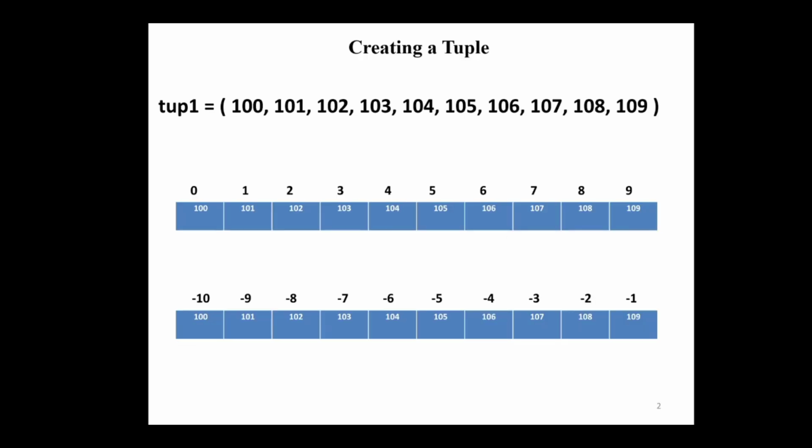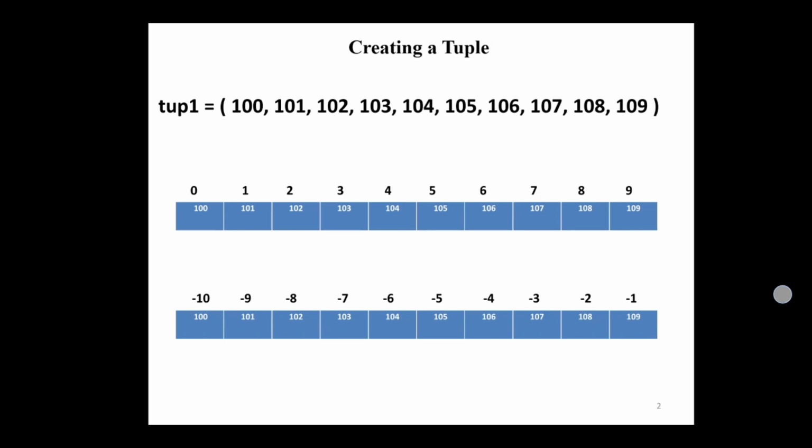Now, creating a tuple. tup1 equal to 100, 101, 102, 103, 104, 105, 106, 107, 108, 109, and that should be under first bracket. Now, the indexing is from 0 to 9. That is, tup1[0] is 100, tup1[1] is 101, tup1[2] is 102, dot dot dot, tup1[9] is 109. So if we go in the forward direction, indexing starts from 0 to 9.